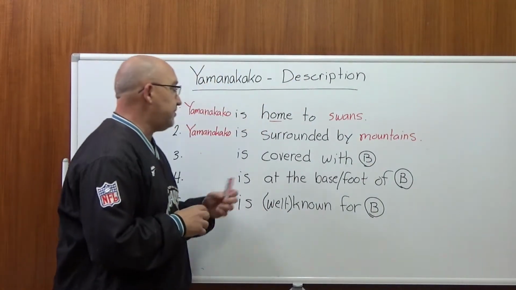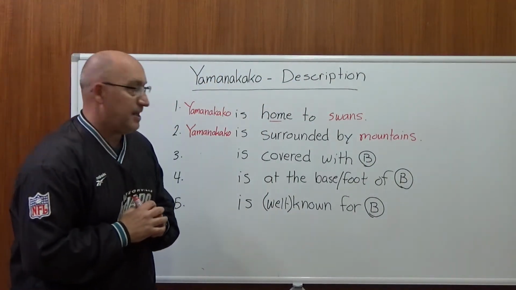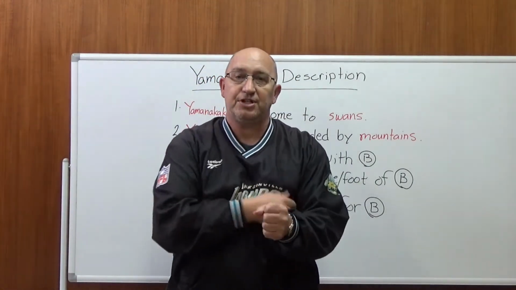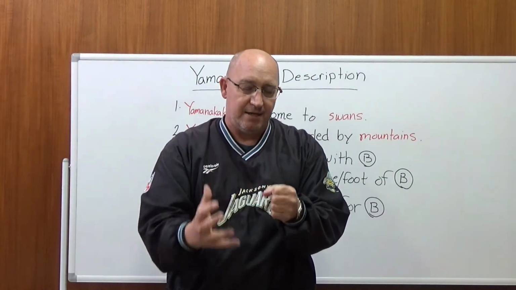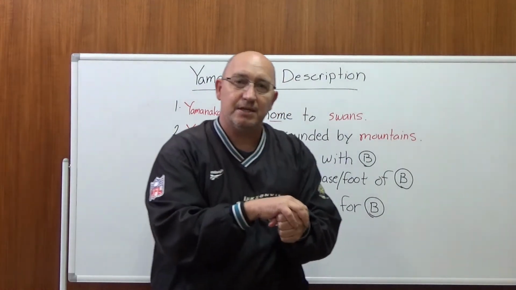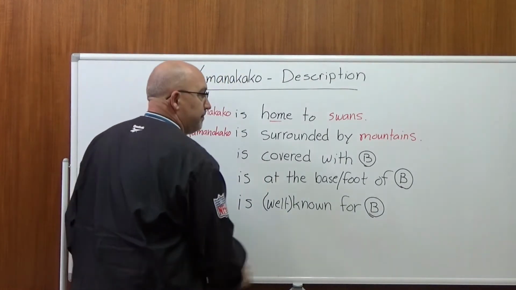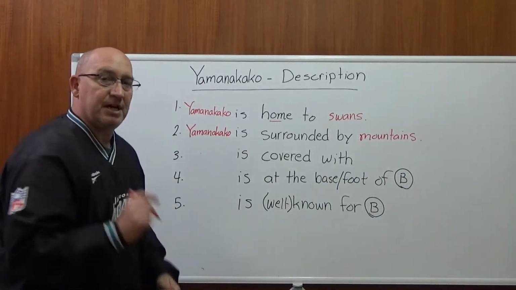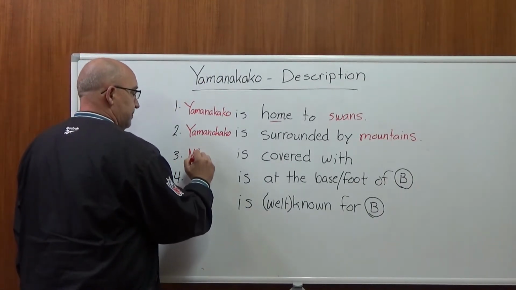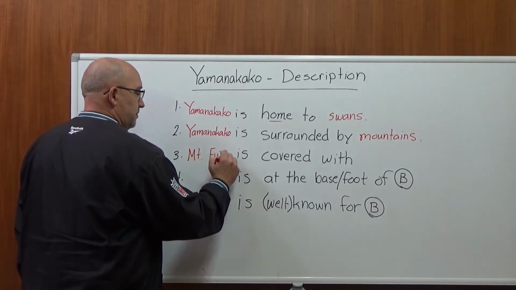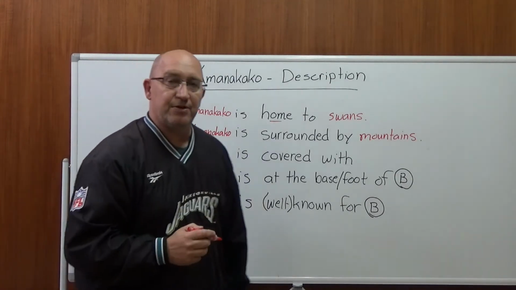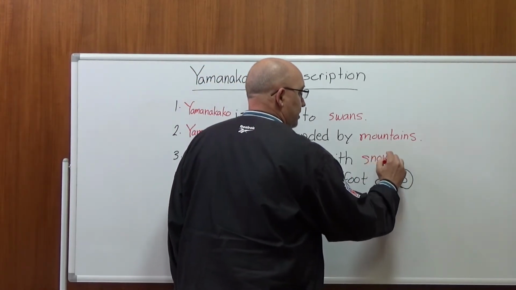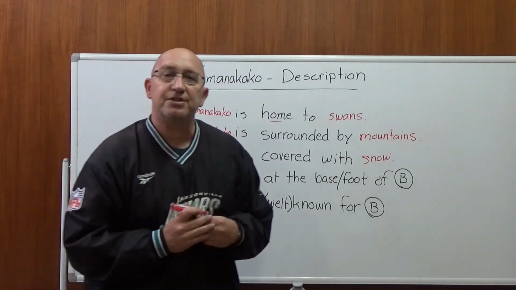Now, idea number 3, covered with. A is covered with B. So we have A, and of course cover. A is covered with B. So for this example, maybe Yamanakako, let's change to Mount Fuji. Now Mount Fuji is covered with, maybe the best answer, Mount Fuji is covered with snow.